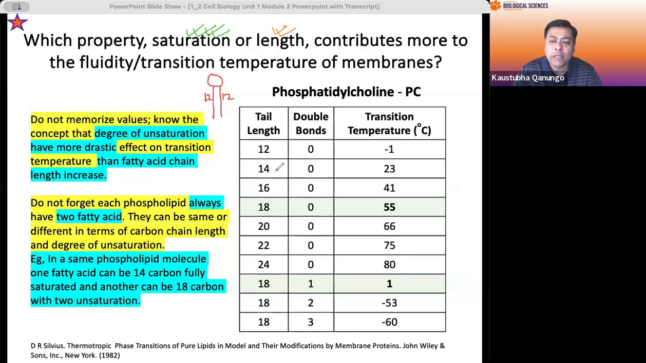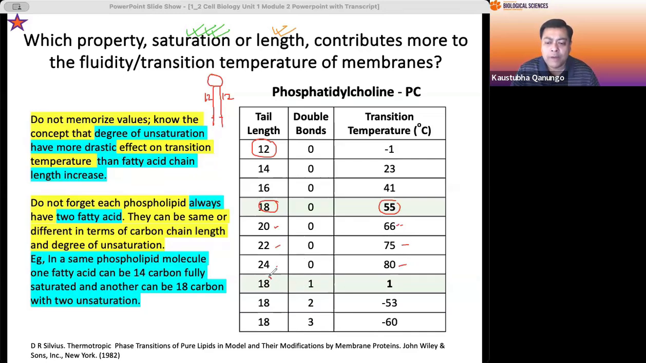See that 14, you have added a little bit more from there. You have added 2 hydrocarbons: 23, then 16, 41, 18, 55. So from 12 to 18, you have about a 55-degree difference in between. So you had to add 6 carbons onto this to reach about 54 degrees. And so on, say 20, now it is becoming less. 20, then 66, 22, 75, 24, 80.